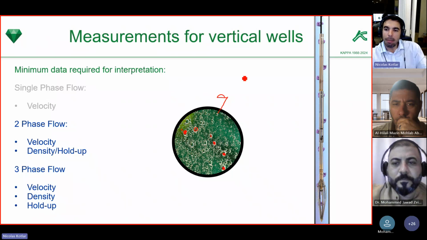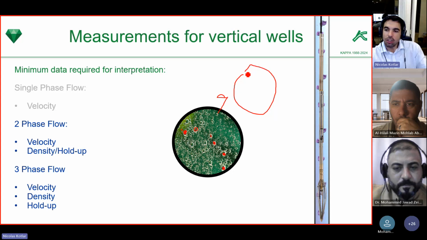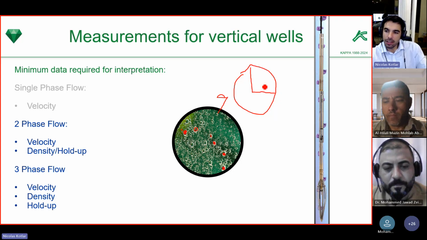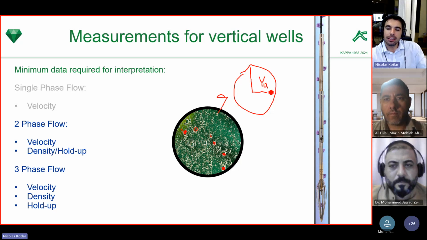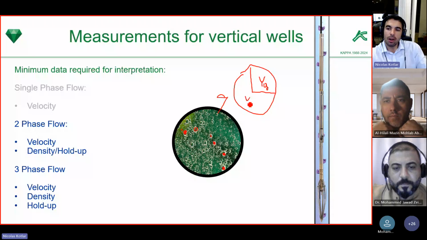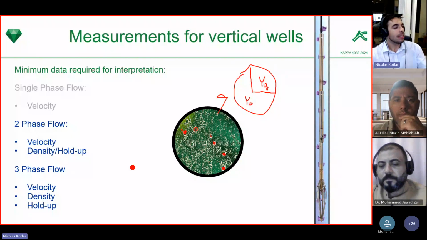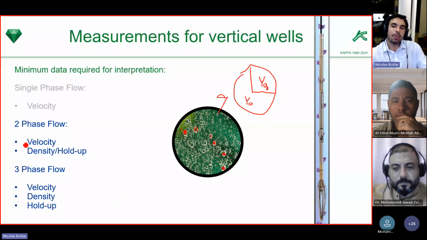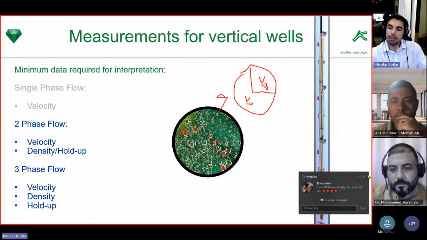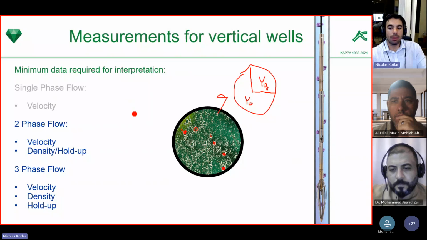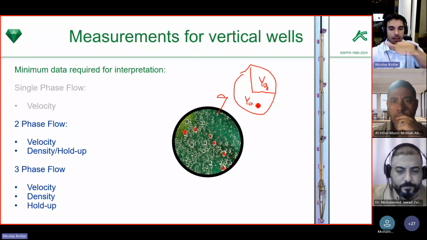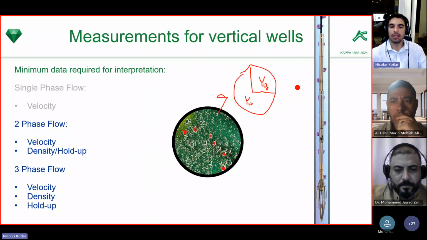So I can make a pie chart like this. I can say, well, now I know that my gas occupies this, so I'm going to call this my gas holdup. And the rest, if this is just oil, is going to be my oil holdup. So what is the holdup? It is the percentage of the pipe occupied by a phase. So if you hear 25% gas holdup, it means that 25% of the pipe's cross-sectional area is occupied by gas.